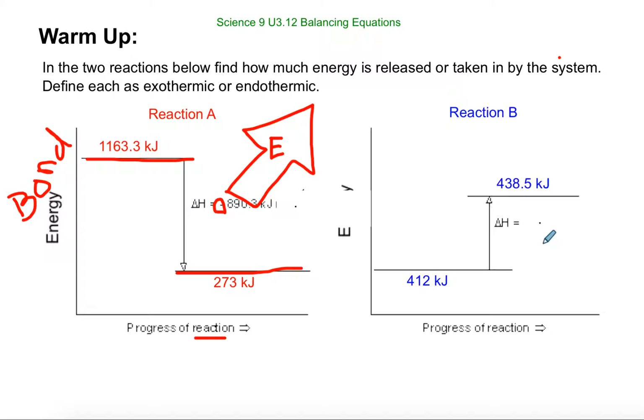And here, the same sort of thing is going on, except it's going from a low energy state to a higher energy state. And so if you subtract those two, it goes from 412 kilojoules to 438.5 kilojoules. If you subtract those, you end up with an increase in bond energy of 26.5 kilojoules. And since there's an increase in energy, energy's got to be flowing into this thing, right?